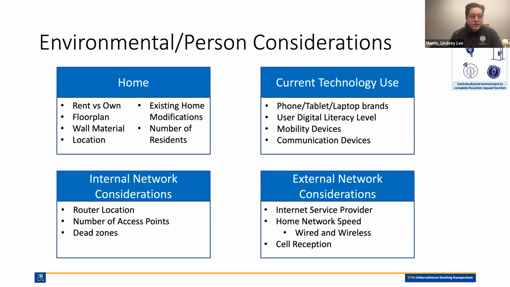External network considerations is basically through your internet service provider, what kind of internet speeds, what kind of plan you pay for, both for wired speeds and wireless. That could be as little as a few megabytes per second of upload and download, or as much as gigabytes. Also, the cell reception could be important. If you're not using Wi-Fi on your phone, if you're using cellular data, it's important to know what kind of signal you have, and if you're going to be able to reliably control your devices.